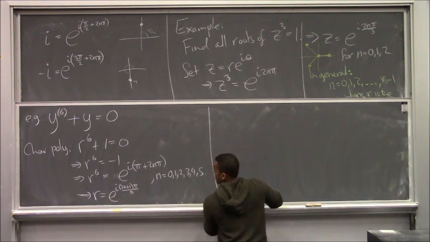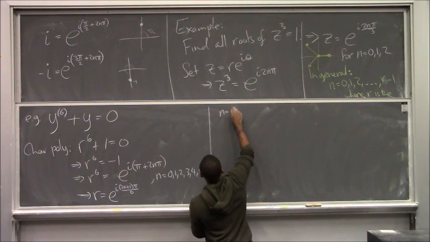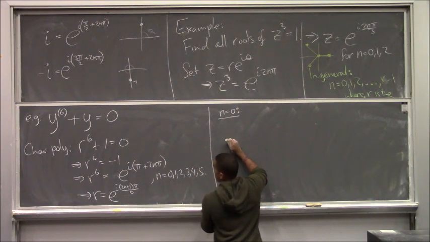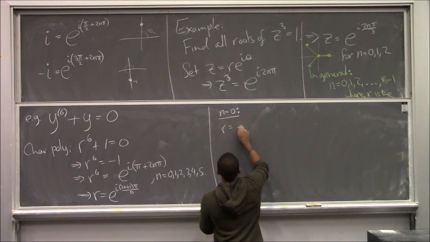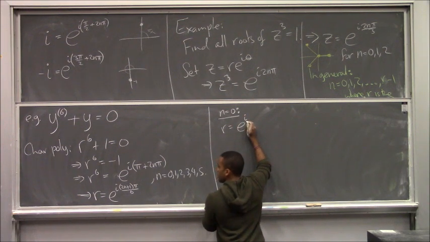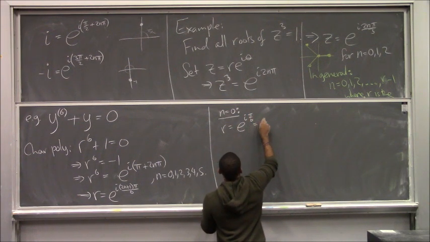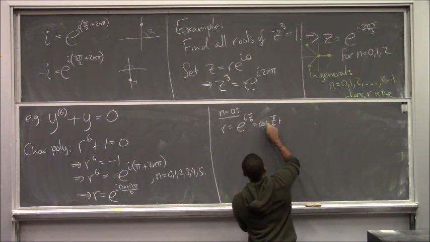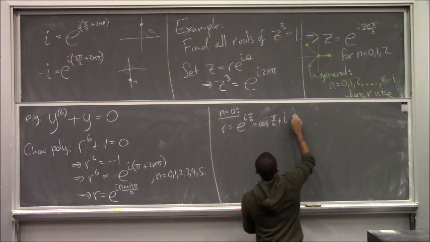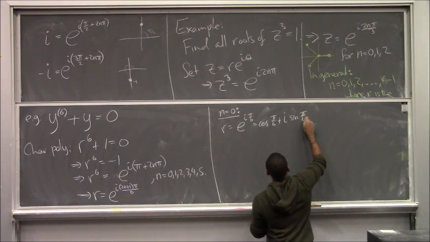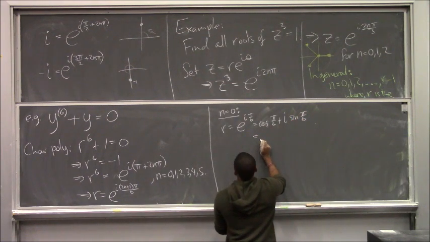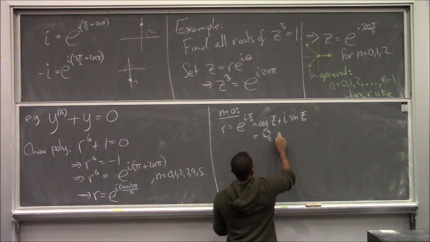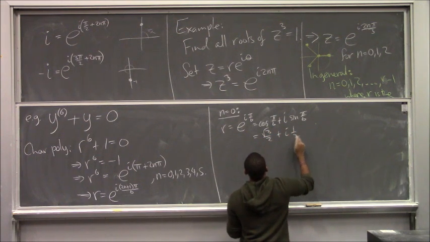So, start at the beginning. Start with n equals 0. If your n equals 0, your r is going to give you e to the i pi over 6. This is going to be cosine of pi over 6 plus i sine of pi over 6. Cosine of pi over 6 is radical 3 over 2. Sine of pi over 6 is 1/2.